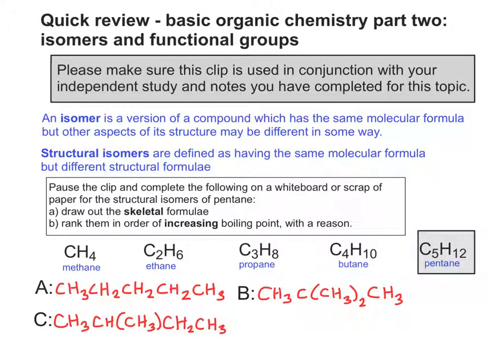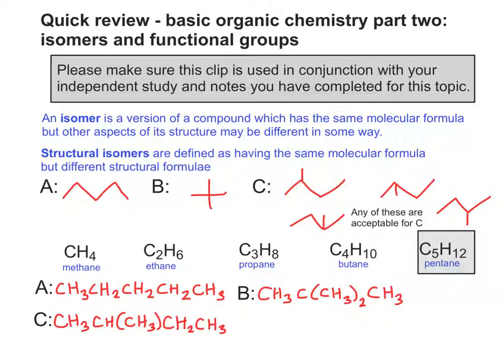So here's a little exercise for you to do. Pause the clip and you need to draw out the skeletal formulae of isomer A, B and C, and then rank them in order of increasing boiling point with a reason for your decision. And when you've done that, we'll resume the clip and we can see if we're in agreement.